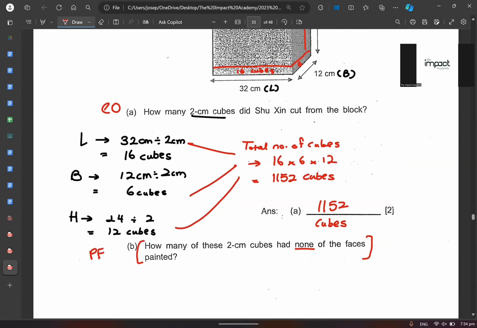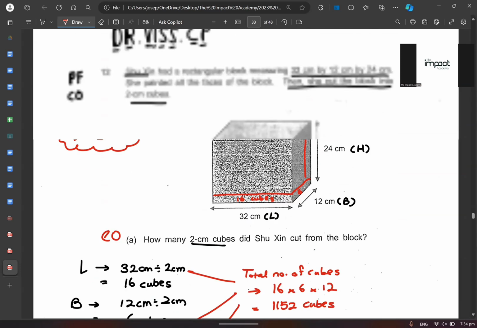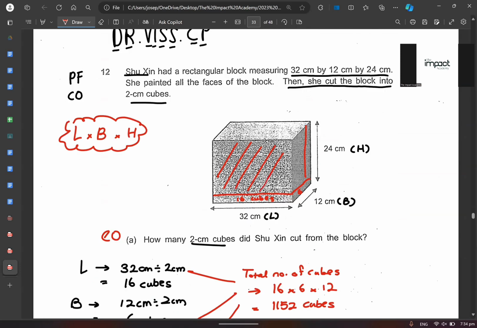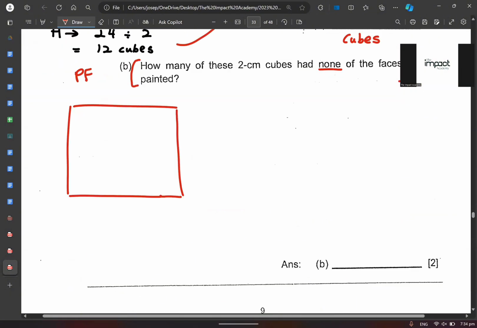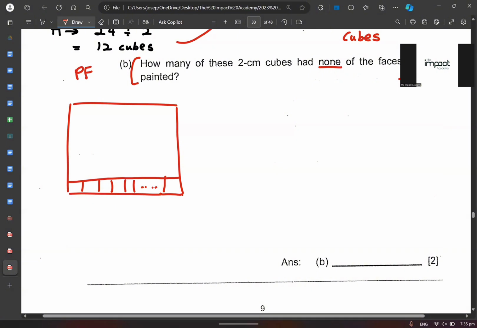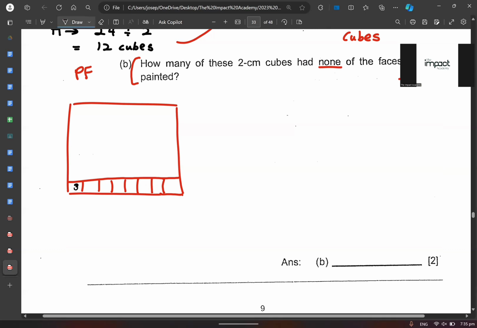Let's go one by one first. Now I'm going to show you. I'm just going to draw. Can you see what this is? This is the front face. I'm just going to draw the front face for you. Okay, I need you all to understand this: none of the faces painted. Can you imagine if I have many over here? I don't know if you can see, but what I'm trying to show you now is this. The corner will definitely have 3 faces painted.